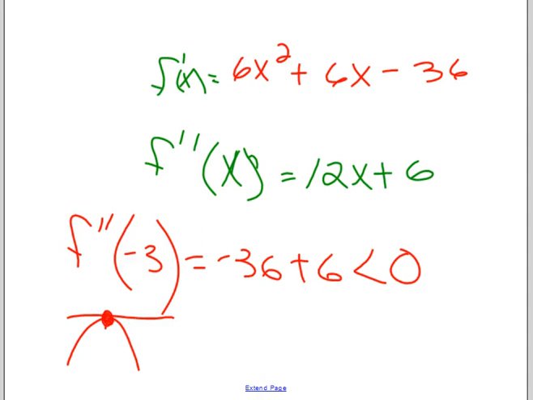This is enough, using the second derivative, to show that the point at negative 3 is a maximum. Therefore, f of negative 3 is a maximum. Now, if the question said what's the maximum value, then I've got to go back and find f of negative 3. Plug it into the original equation to find the y value.